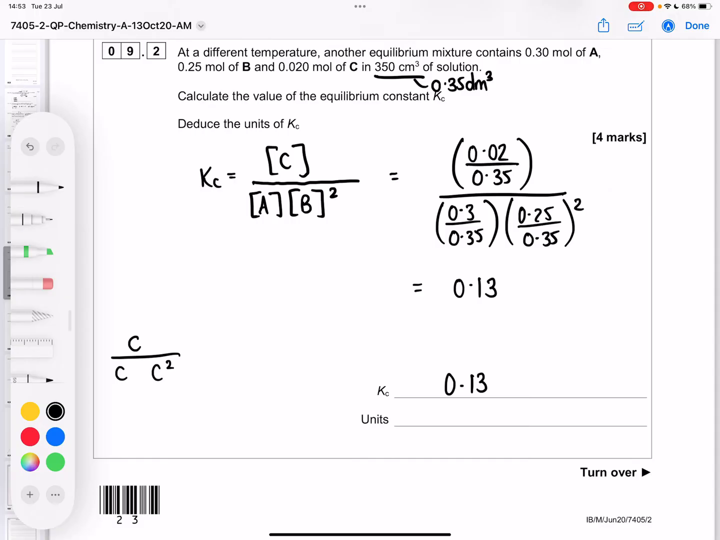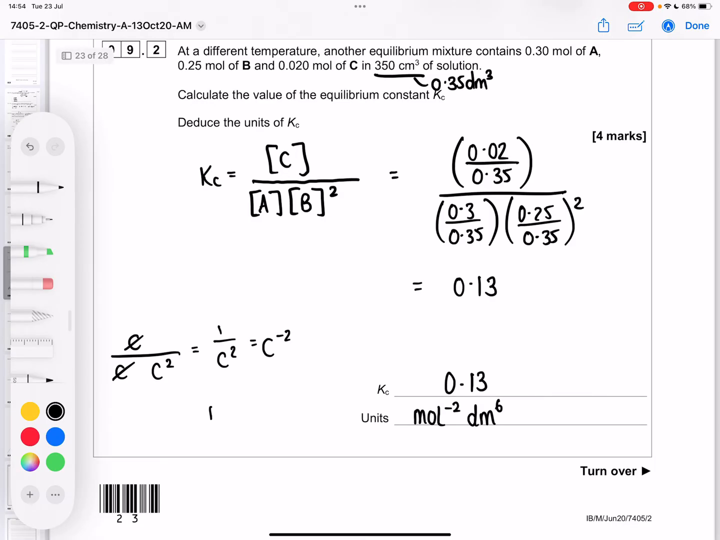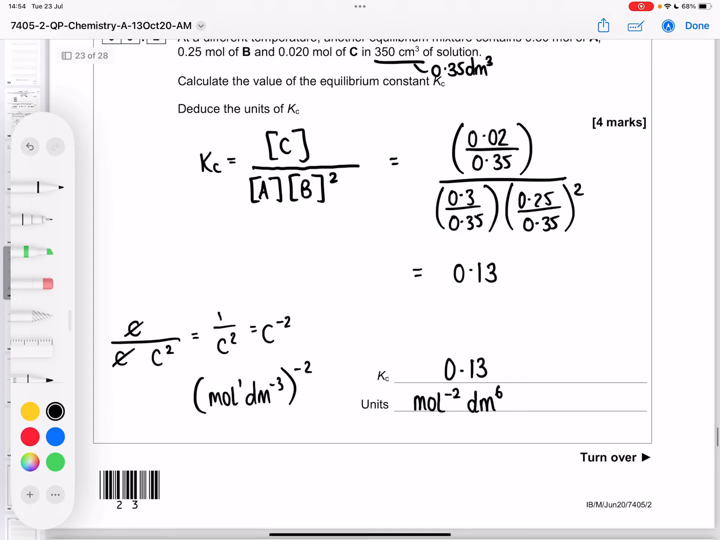Then if we think about the units, we've got a concentration term on the top and a concentration squared on the bottom. So if we get rid of a few, we've got 1 over C squared, or C to the minus 2. So it's the units of concentration to the power minus 2. So moles to the minus 1. Moles to the 1 to the minus 2 becomes minus 2. dm minus 3 to the minus 2 becomes dm plus 6.